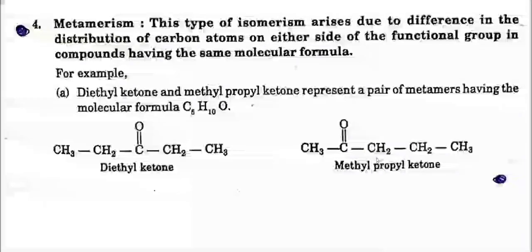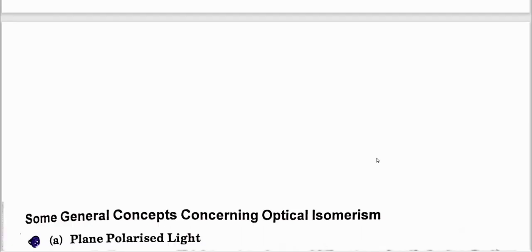Metamerism. This type of isomerism arises due to the difference in the distribution of carbon atoms on either side of the functional group in compounds having the same molecular formula. For example, diethyl ketone and methyl propyl ketone represent a pair of metamers having the molecular formula C5H10O. Diethyl ketone, methyl propyl ketone.